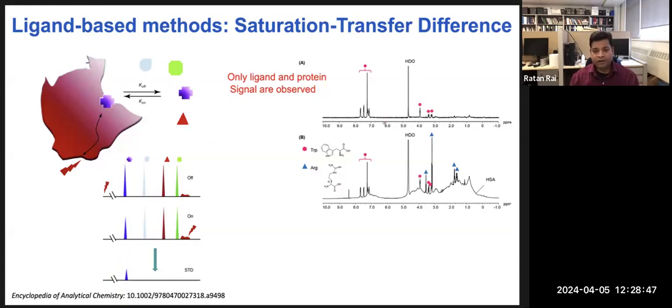So this is the example of human serum albumin, in which we have put tryptophan and arginine. Tryptophan interacts with human serum albumin, but arginine didn't interact with it. So in the difference spectrum, we will get spectra from tryptophan only. There will be no arginine.